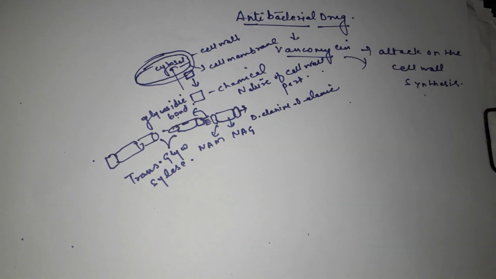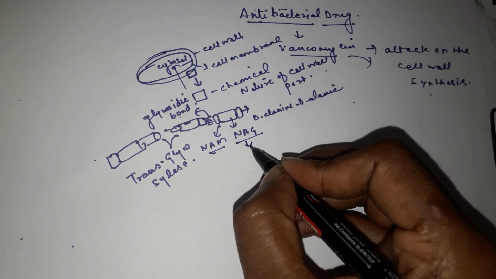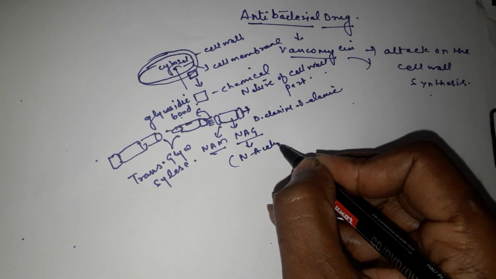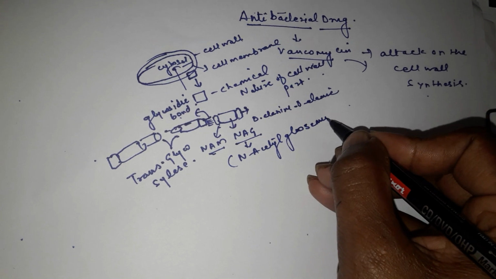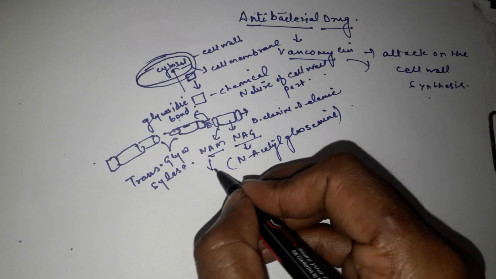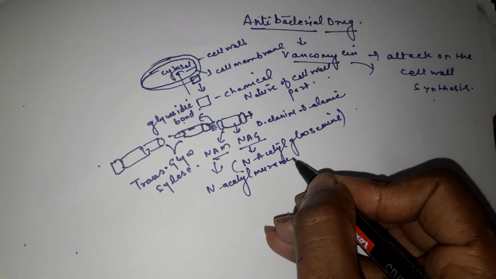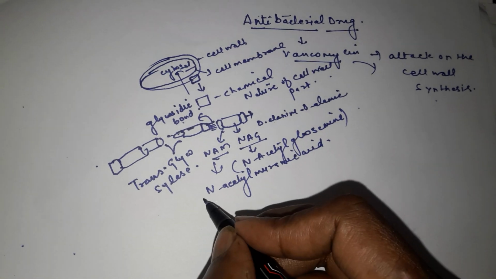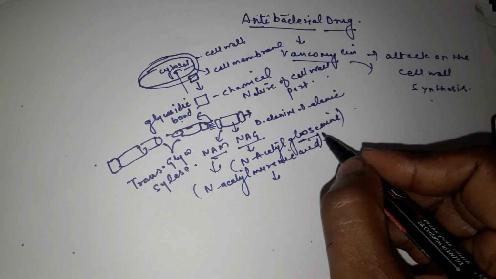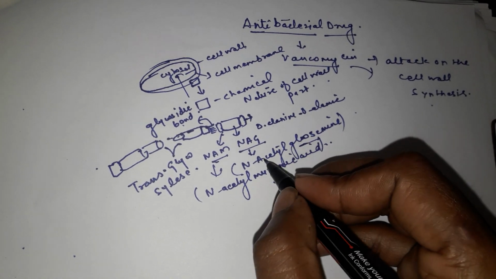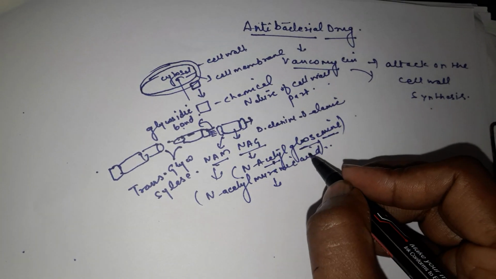The full name of this one is N-acetyl glucosamine, and this one is N-acetyl muramic acid. Looking at the chemical nature, glucosa- means it is related to glucose, so glucose is present. An N-acetyl group is present and an amine part is present, so three fragments are present in the structure.